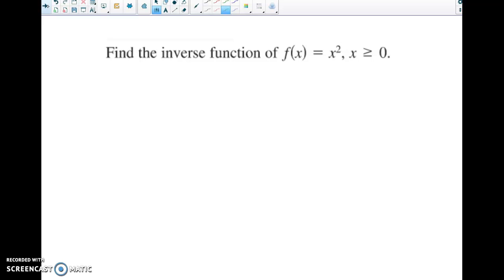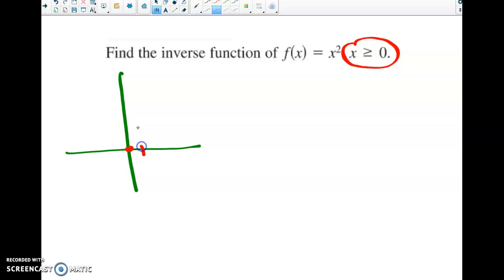All right, so finding the inverse function of f of x is x squared. If this part wasn't there, we would say not one-to-one, not an inverse. However, looking at this graph, x squared, when x is greater than or equal to 0, we're only taking this half. So that is one-to-one. So go through the steps here. F of x is x squared.